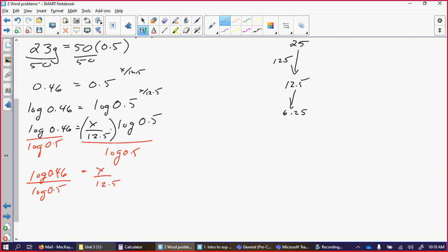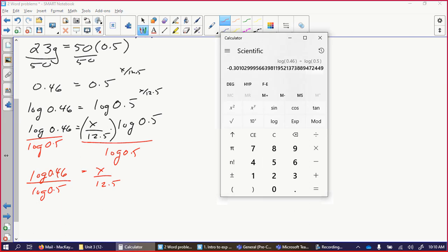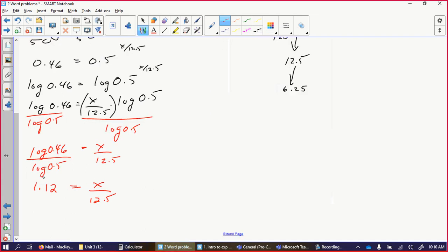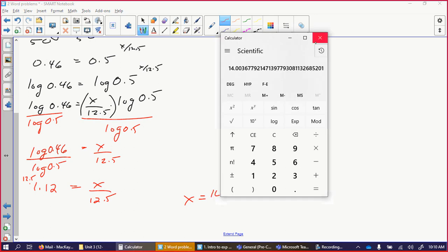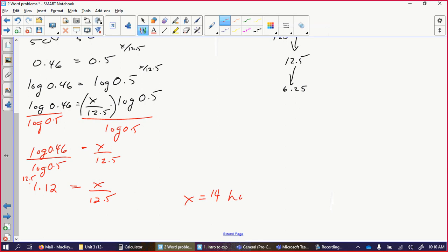0.46 log divided by 0.5 log equals 1.12 over 12 and a half, and then we can multiply that up. And I move that up times 12 and a half. I don't know why I changed the color. Times 12.5 equals 14 hours. So that is a radioactive decay.